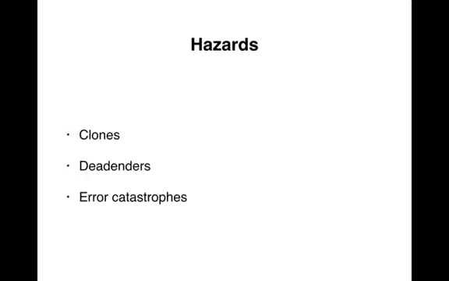Error catastrophes are also always a hazard, and that is just when variation in these evolved entities is too extreme, and there's not enough heritability so that the descendants no longer solve the aspects of the problem that their ancestors did.